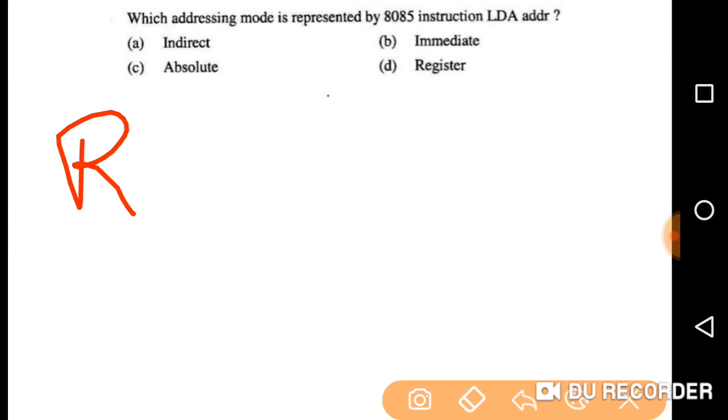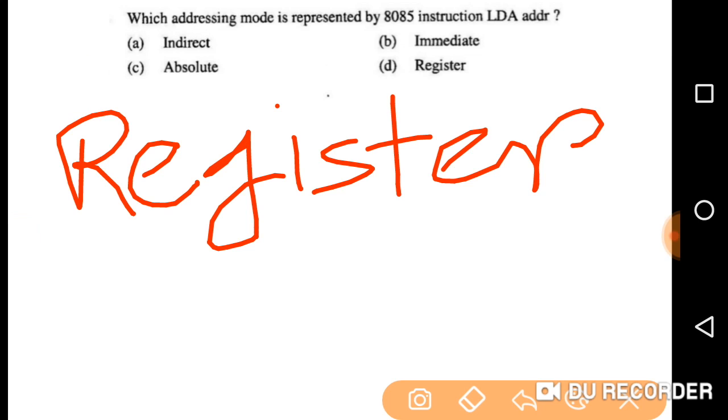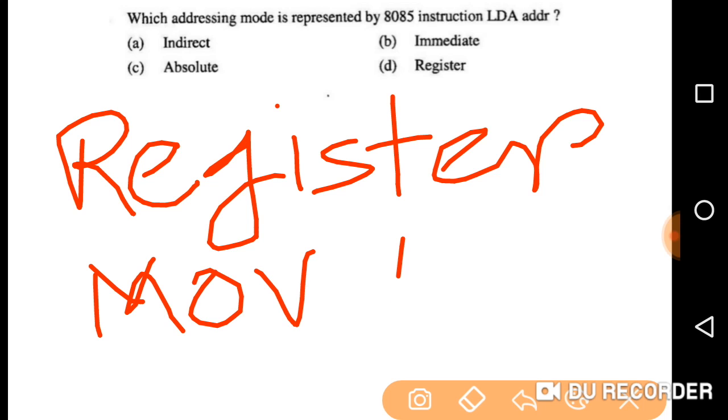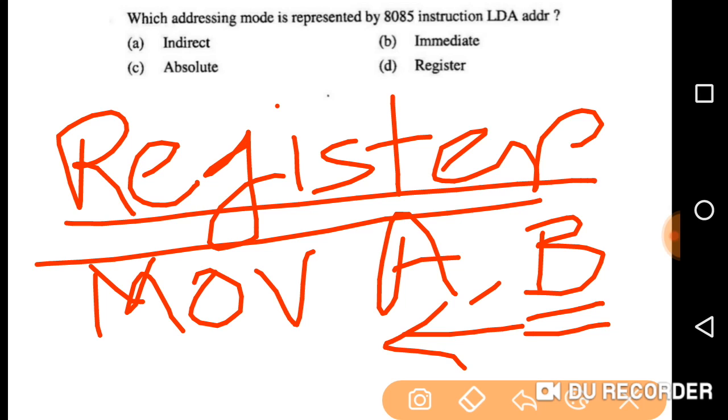Second type of addressing mode is the register addressing mode. The example is MOV A, B. That means what? Move the content of the B register to the A register. A register means that is accumulator. This is the example for register addressing mode.